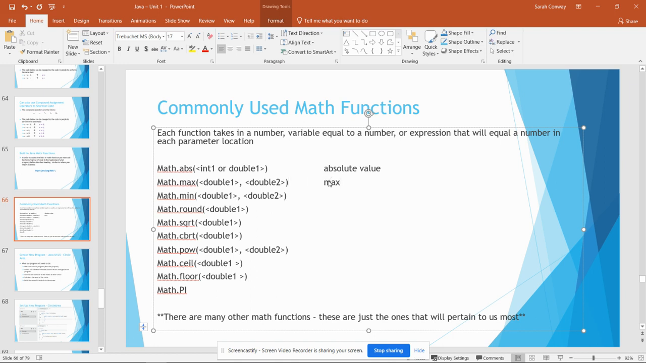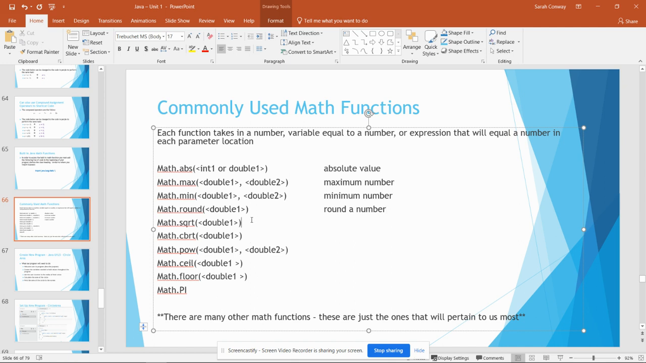This one, the max function, will find the maximum number of the two numbers that you entered. This one here will find the minimum number of the two numbers you entered. So notice you could enter in maybe two variables in either one of these, and it would spit out either the max or the minimum. Math.round is going to round a number appropriately, which means if it has a decimal point of 0.5 or higher, it will round it up. And if it has a decimal point lower than 0.5, it will round down.